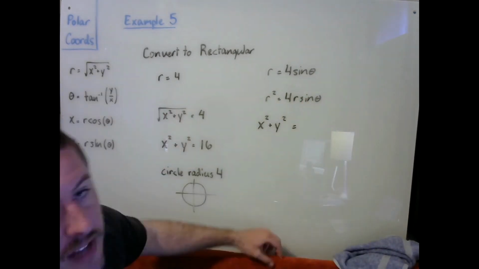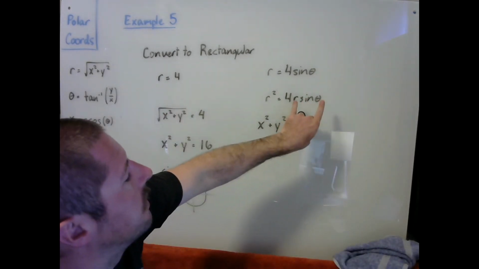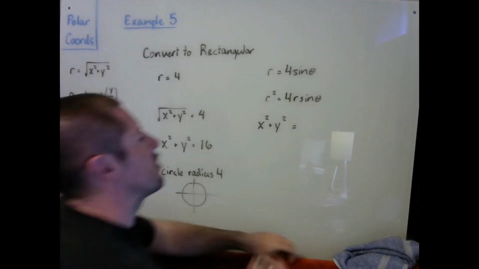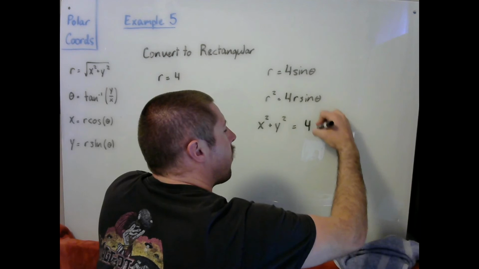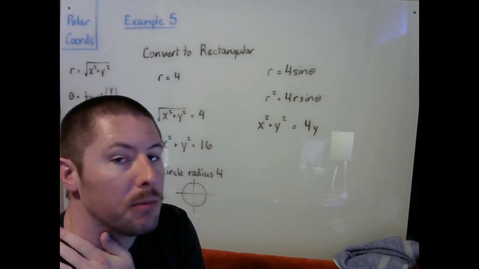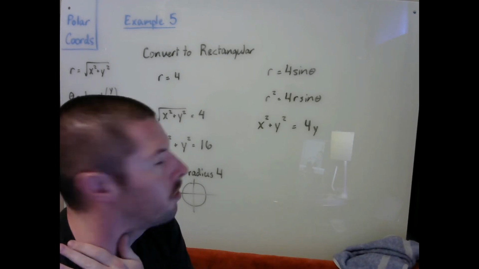And on the right, I've done myself a favor because now I do have an r sine theta. r sine theta is exactly just y. So it looks like this is equal to 4y. So I'm going to do some more algebra right now. I don't expect you to do more algebra.